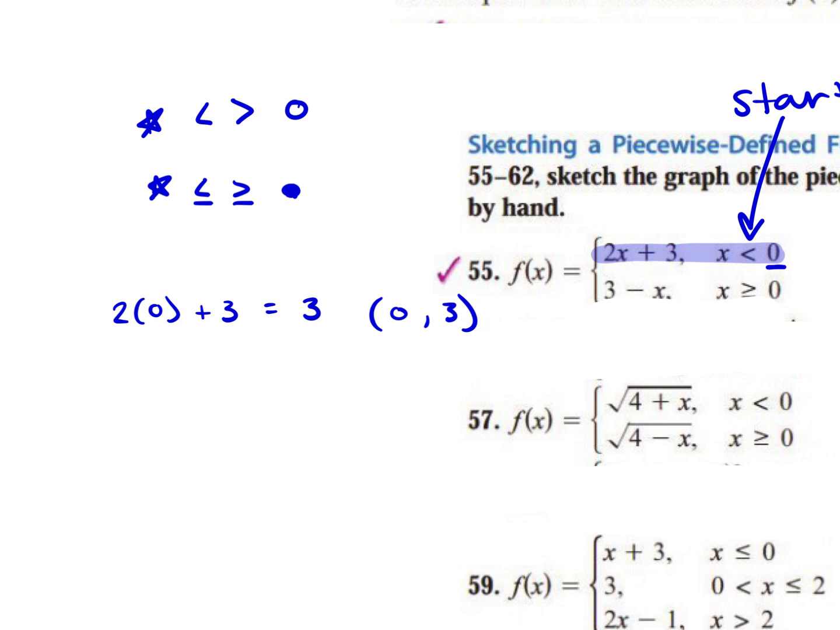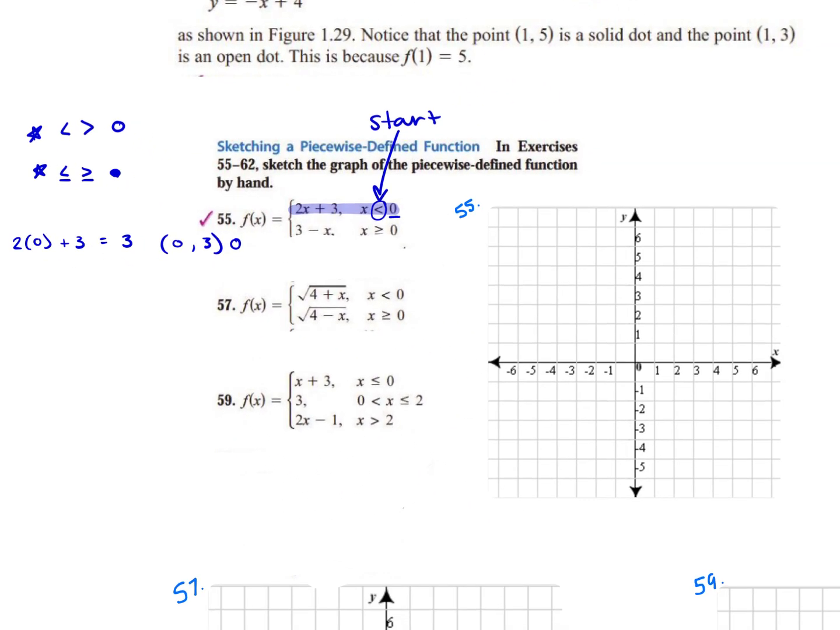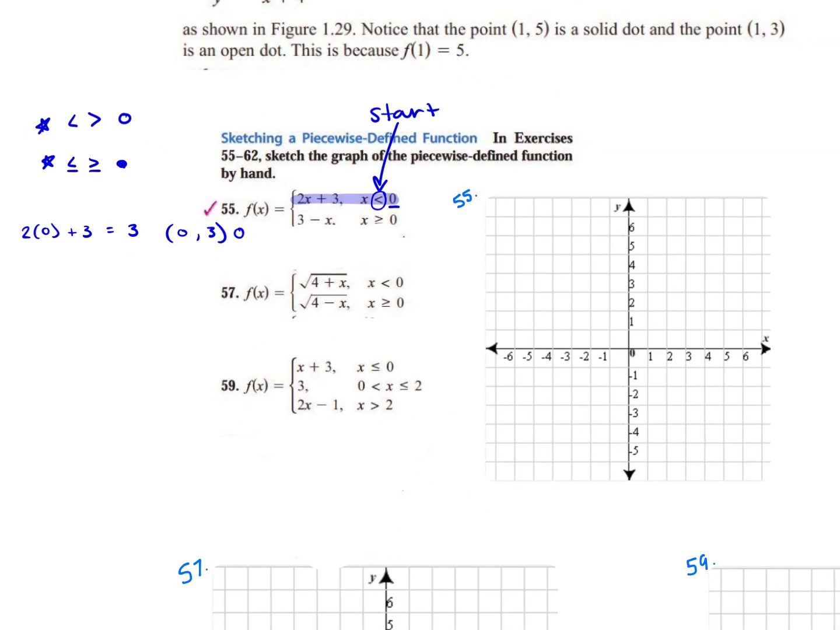At that point, does it get an open or closed circle? Open. It is a less than sign, so we put an open circle at that point. So I'm going to go to my graph. I'm going to stay at 0, go up 3, and put an open circle there.